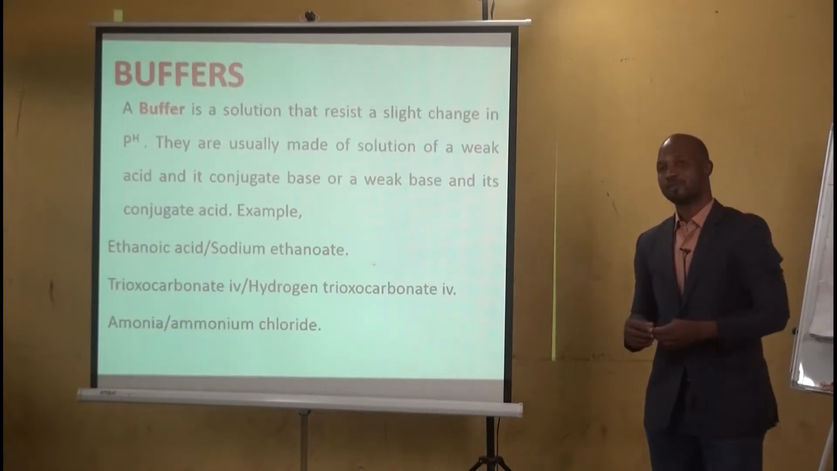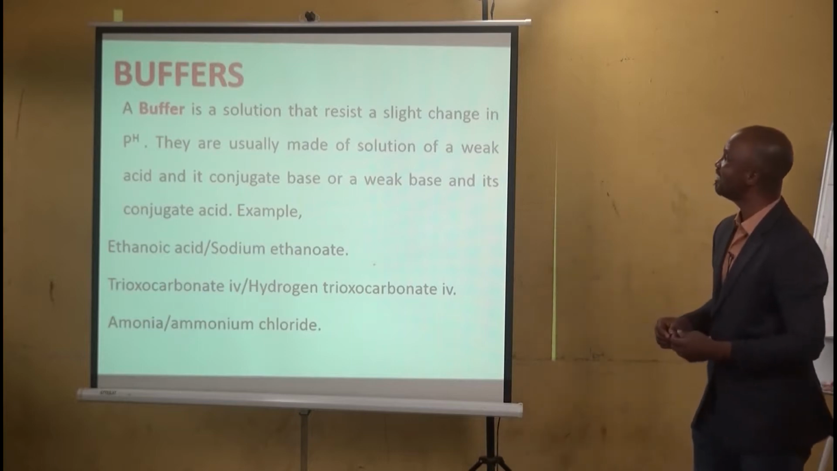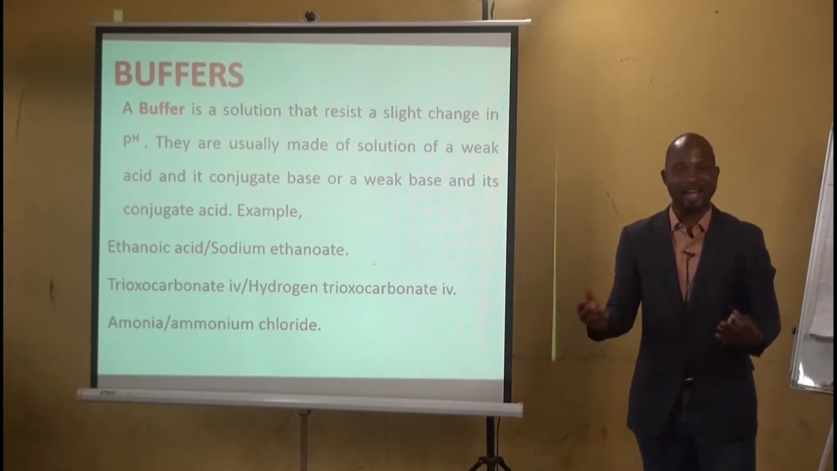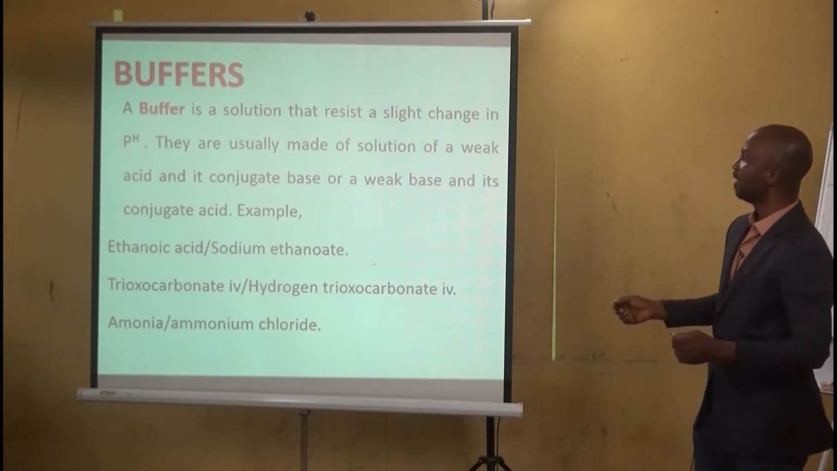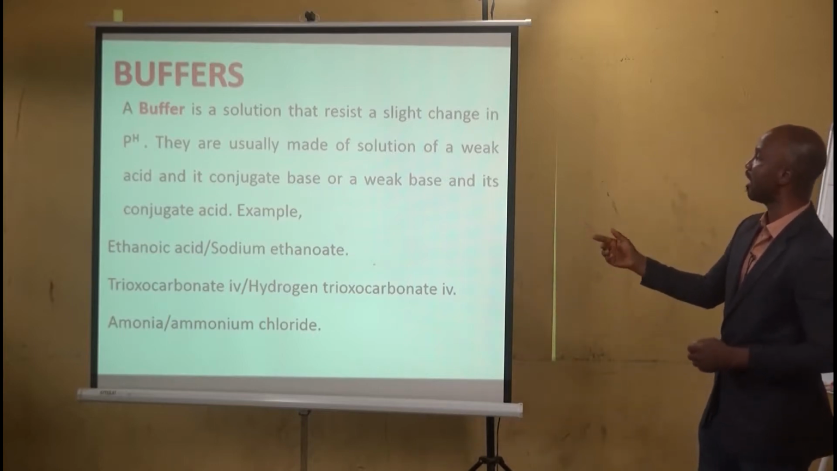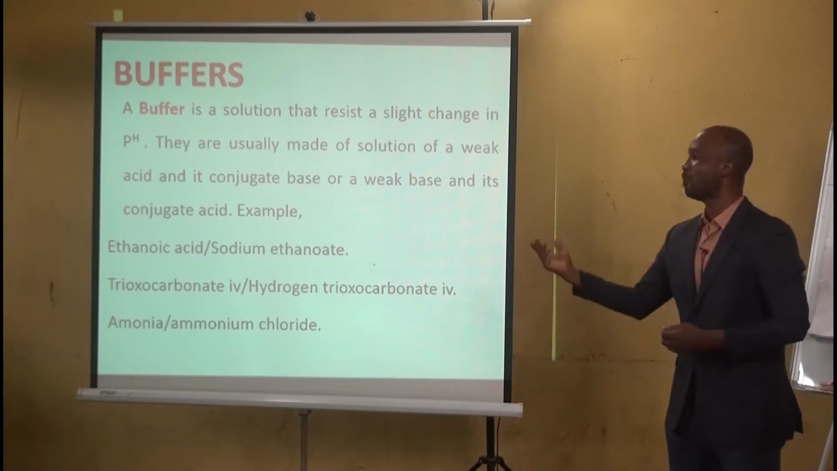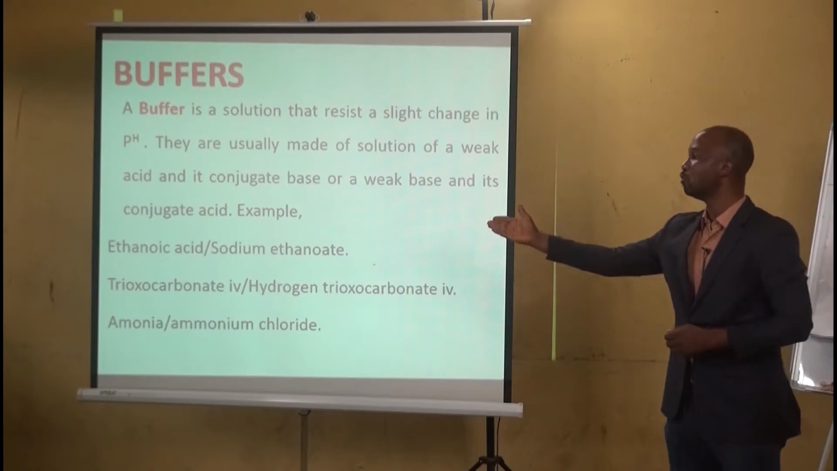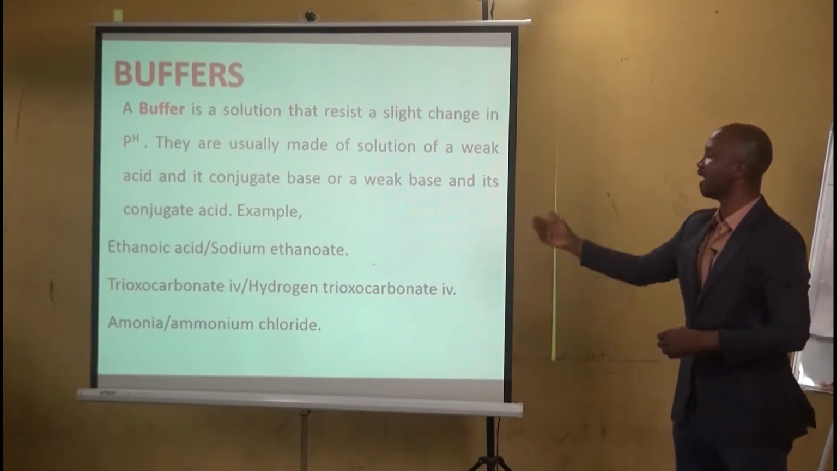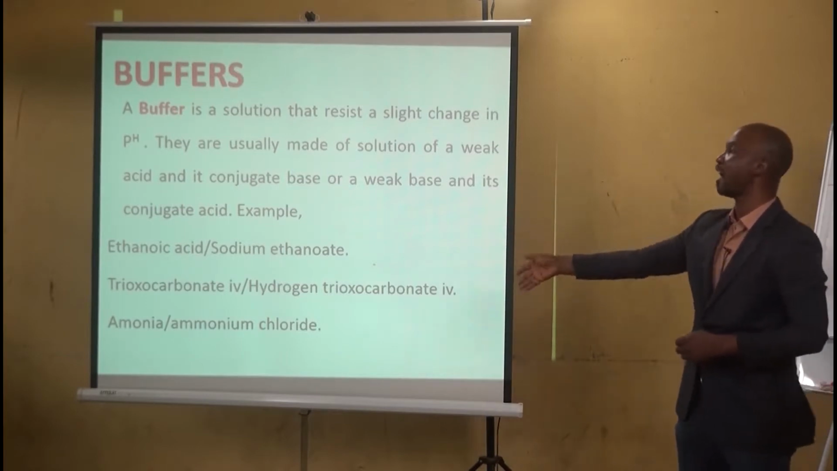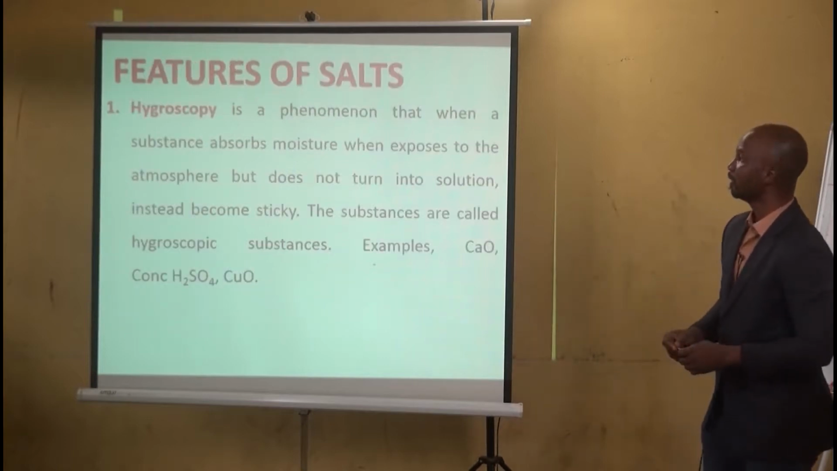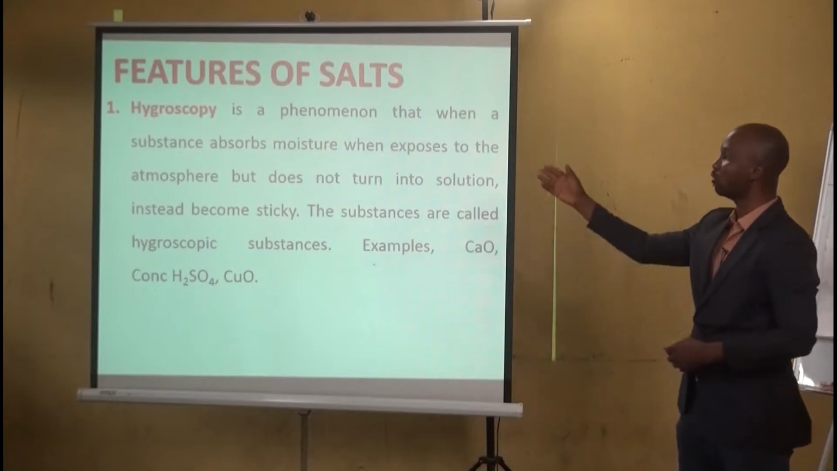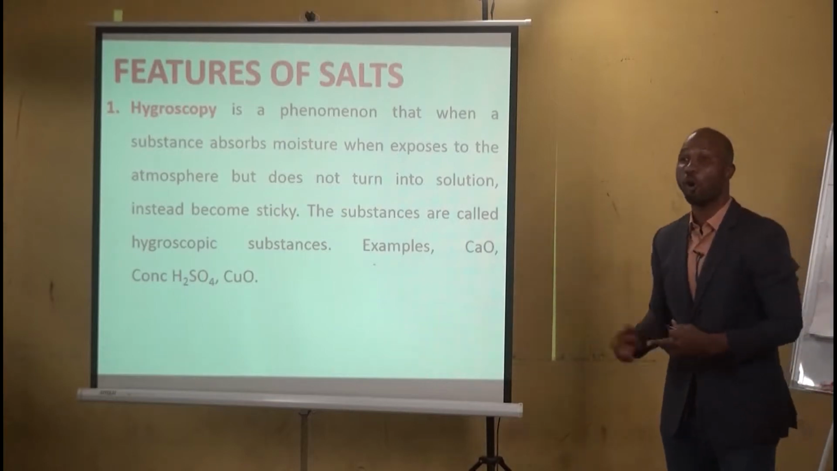Buffer solution. A buffer solution is a solution that resists a slight change in pH when an acid or base is added to it. And they have a conjugate base and conjugate acid. An example of a buffer is ethanoic acid and sodium ethanoate. There are so many other examples, like ammonia and ammonium chloride. Now, these salts have features, characteristics. They can be hygroscopic, deliquescent, or efflorescent.